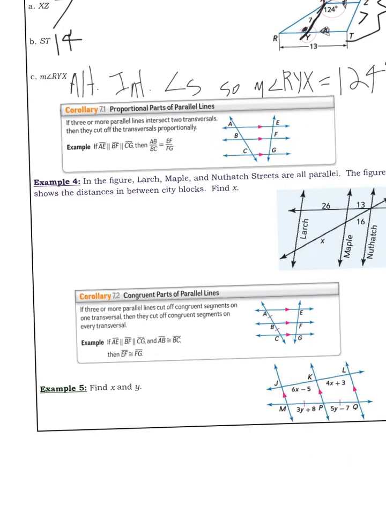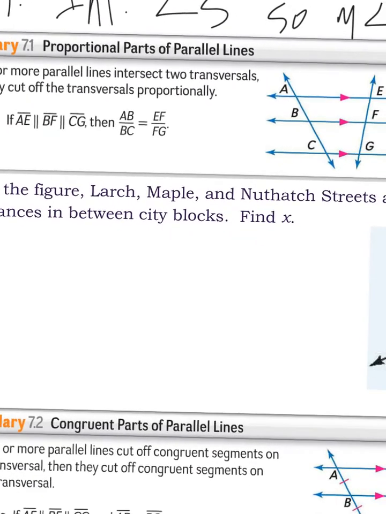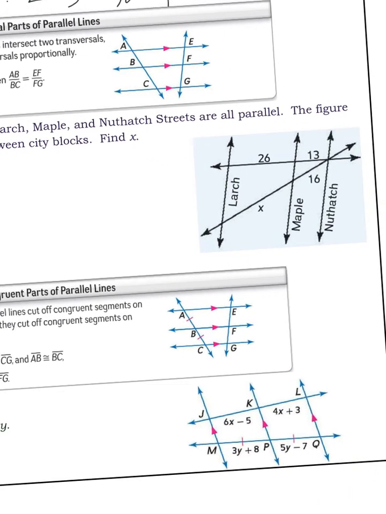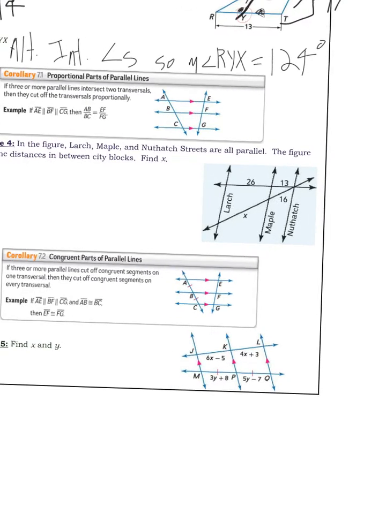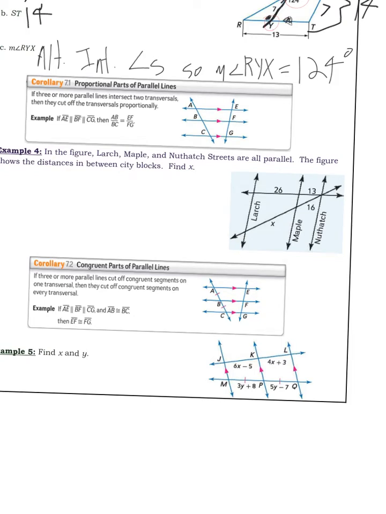Okay, next I'm going to talk about proportional parts of parallel lines. If AE is parallel to BF, which is parallel to CG, then you have AB over BC is going to equal EF over FG. So, how am I going to use that for example 4? Well, example 4 is a little bit easier than that.